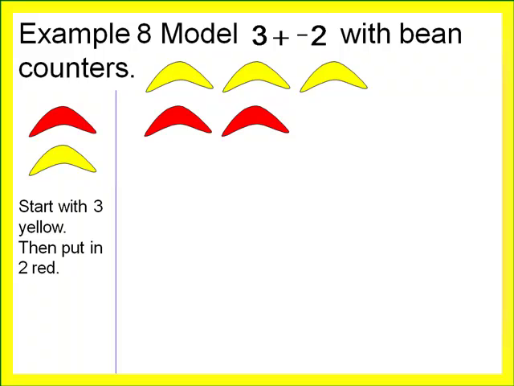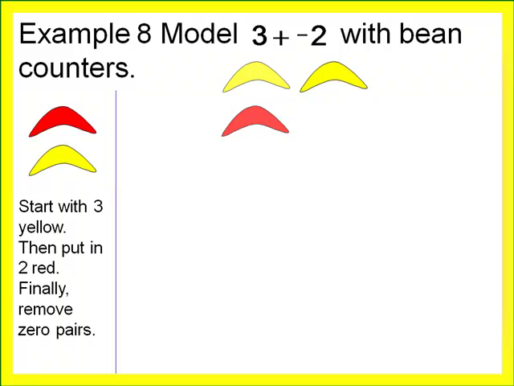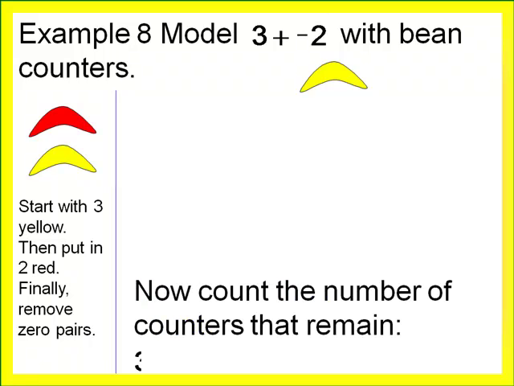Remember from the first video that whenever a red counter and a yellow counter pair up, that represents the number 0. There are some 0 pairs in the workspace that need to be removed now. Removing the 0 pairs, whatever remains in the workspace is the answer to 3 plus negative 2. So 3 plus negative 2 equals positive 1.